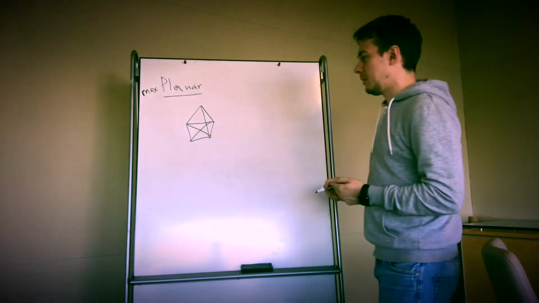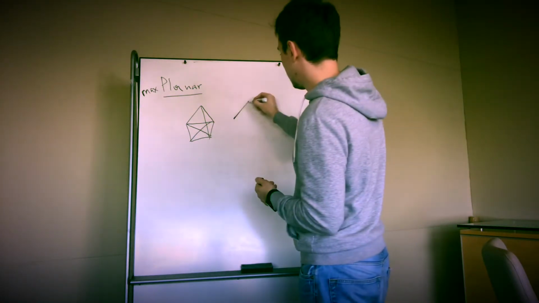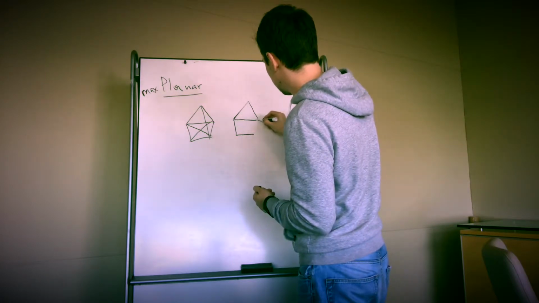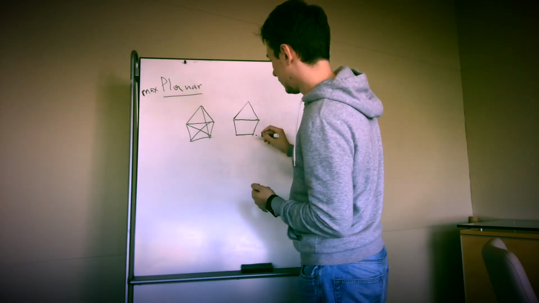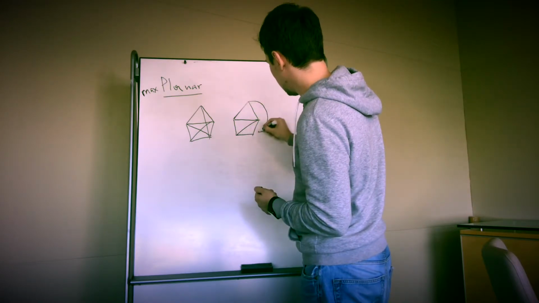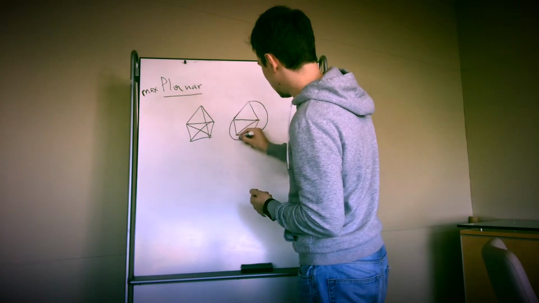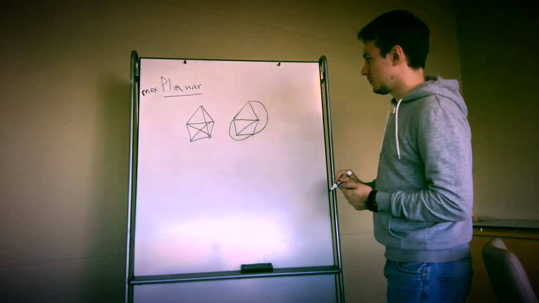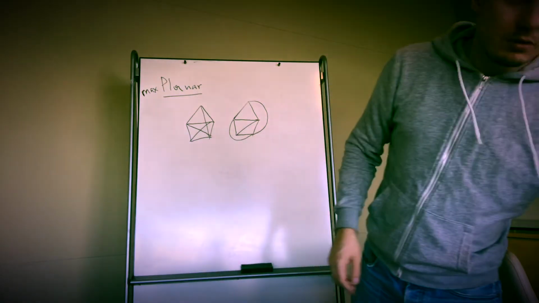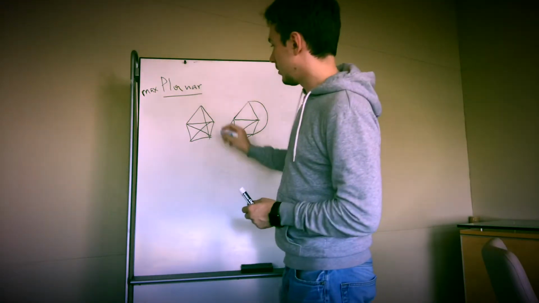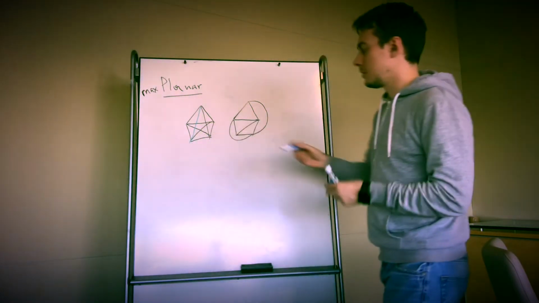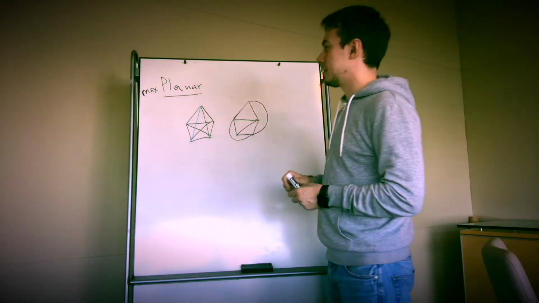So this is a planar graph because we can redraw it like this. But if we add one more edge, this graph is not planar anymore.